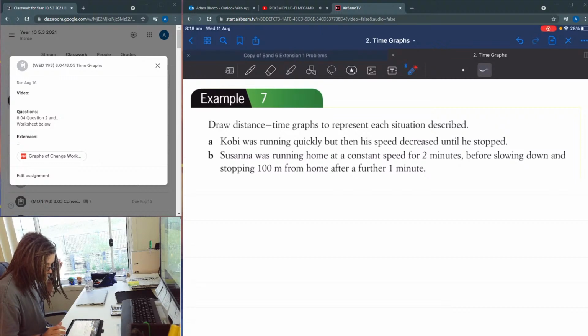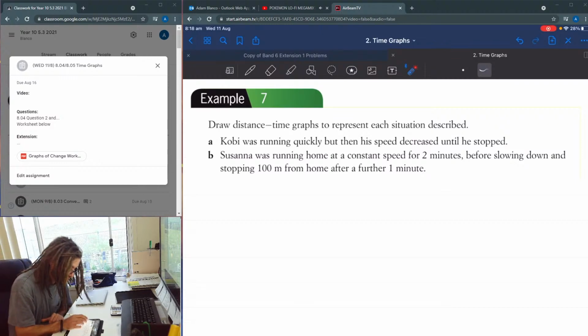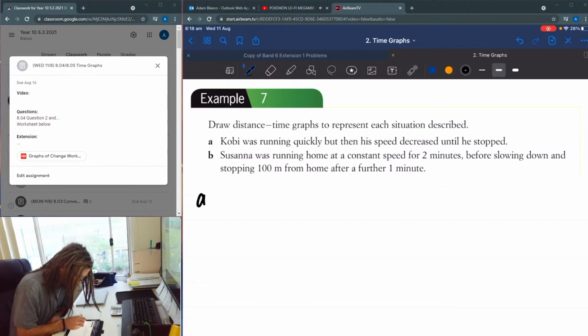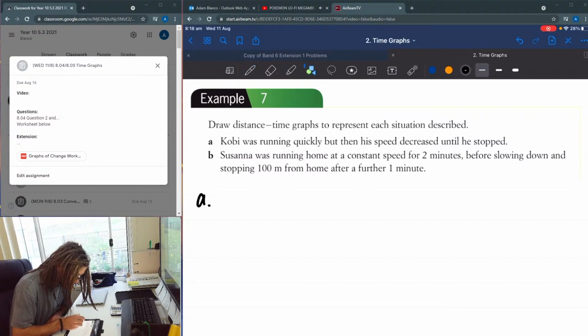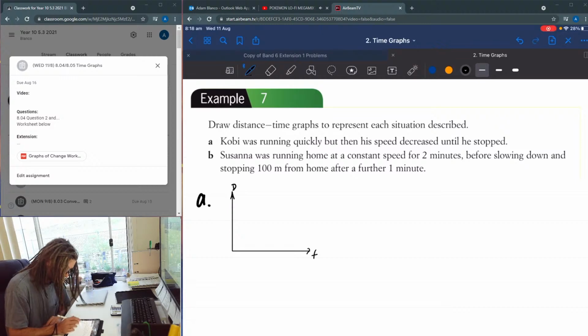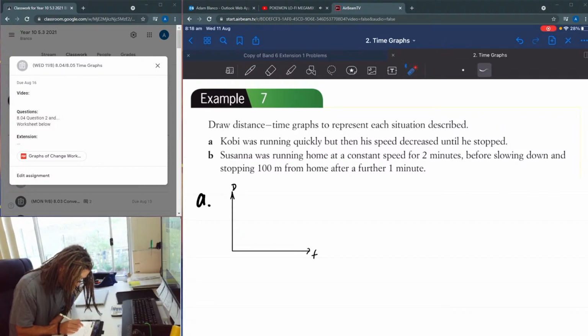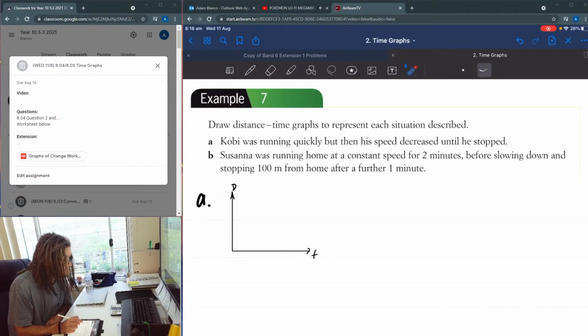Now, draw distance time graphs to represent each of the situations described. Now, it says draw, it doesn't say rigorously sketch, or plot, so I'm just going to be very, very rough with this, but again, try and be a little bit neat. So, distance time graph, we'll call that the t-axis, call that the d-axis. Now, this person was running quickly. It doesn't say what direction, so I guess we could just draw it however we wanted. Let's just suppose that they started at home here.